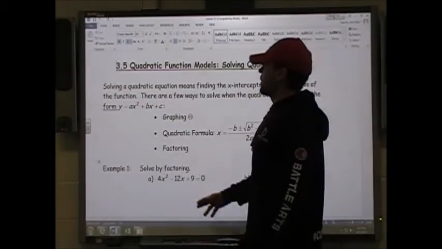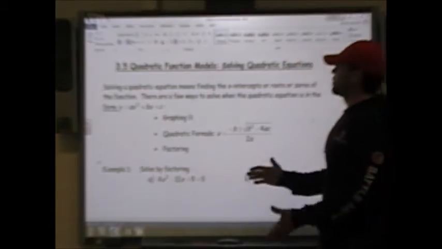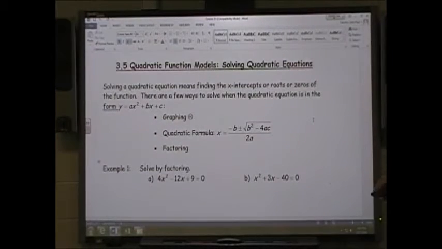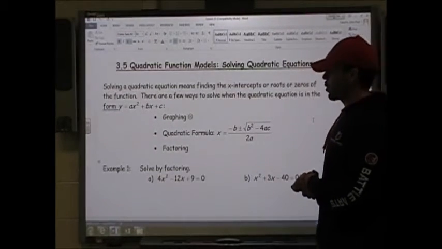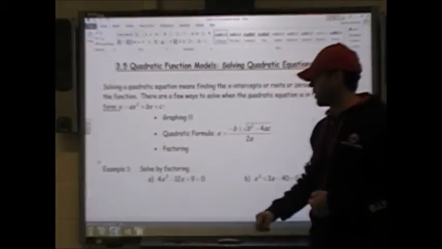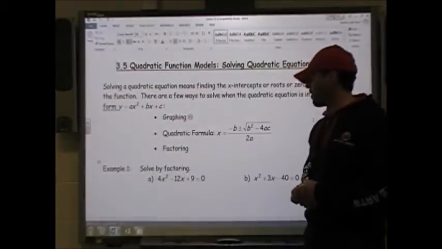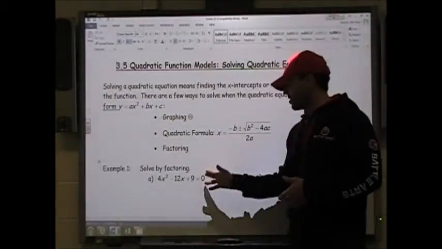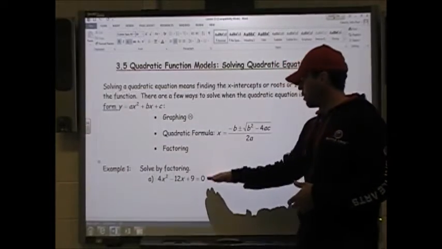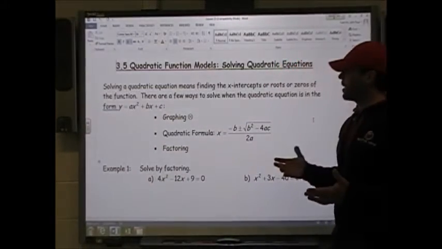Okay, so let's take a look at this. 3.5 quadratic function model, solving quadratic equations. So in order to solve a quadratic equation, as you see in example 1 here, 4x squared minus 12x plus 9 equals 0. Remember, this is an equation, it equals 0. What are you trying to find?